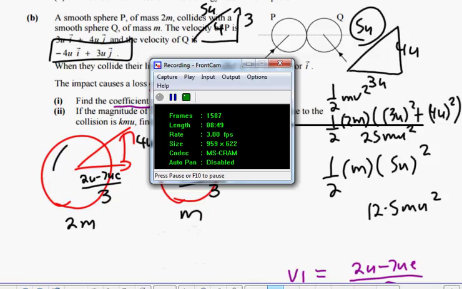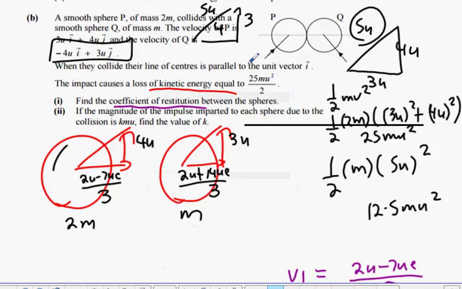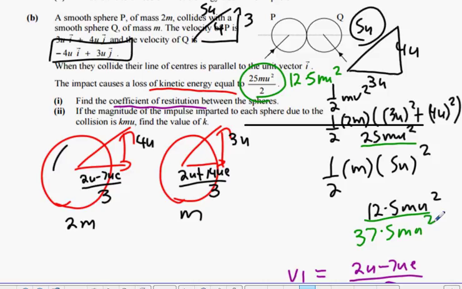Yes, Harry. Now, would everybody agree with 37.5 mu squared as our total energy at the start? Yeah. Now, this 25 mu squared over 2 is 12.5 mu squared. This means we lost what? We've lost 25 mu squared. We had 37.5 mu squared at the start, but at the end we lost 25. Would you agree with that?